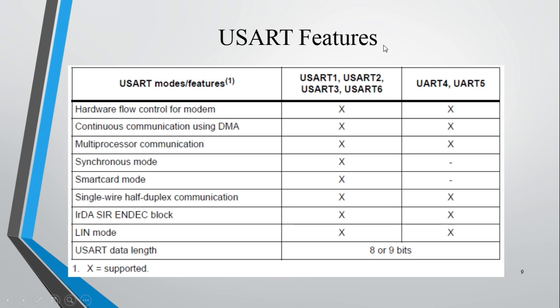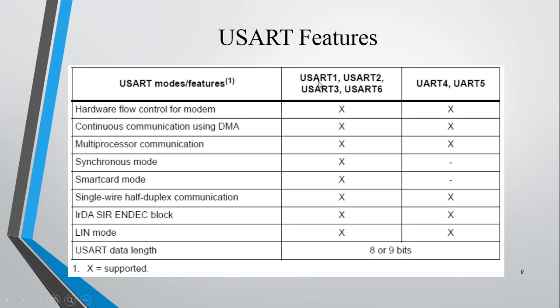So these are the USART features. What is the expansion of USART? Universal Synchronous Asynchronous Receiver Transmitter. This peripheral can be used for synchronous as well as asynchronous transmission and reception. In STM32 we have UARTs starting from USART1 to USART6. Out of that, USART1, 2, 3 and 6 can perform both synchronous as well as asynchronous transmission and reception, but UART 4 and 5 can only perform asynchronous transmission and reception. That is why 4 and 5 are known as UART and the others are known as USART.